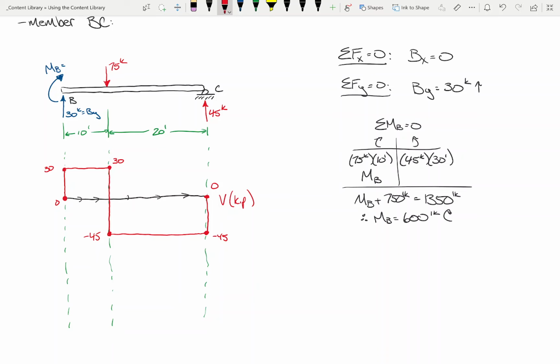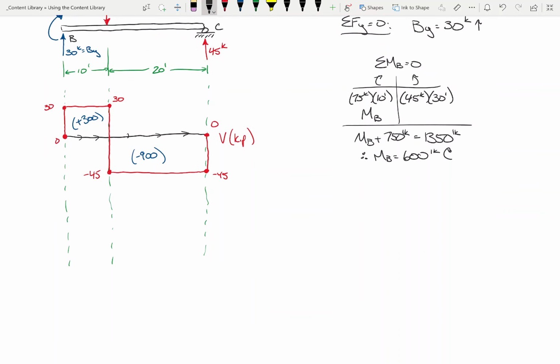Now, I imagine some of you who are paying attention to the areas know that these areas aren't going to add up to 0, right? Because on the left, we're going to have 30 times 10, which is positive 300, and then 45 times 20, which is negative 900. How are we going to get to 0? A sudden jump. A sudden jump of 600 foot-kips right there. So what does our moment diagram look like?